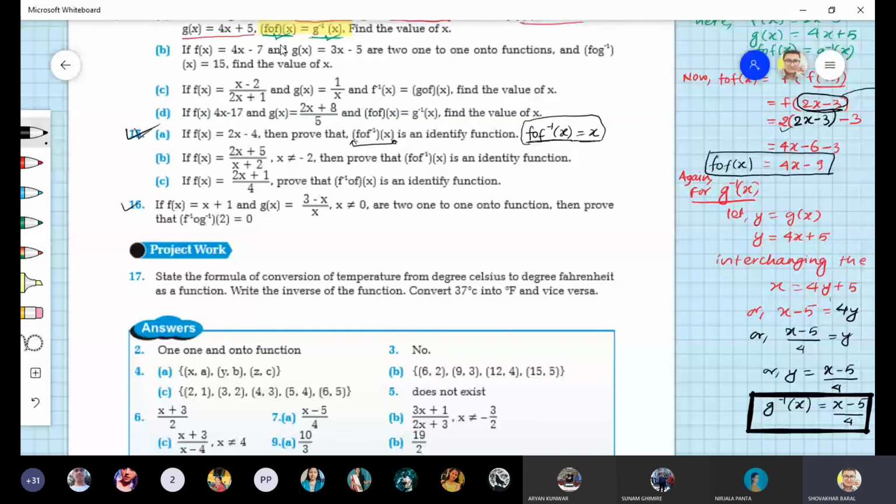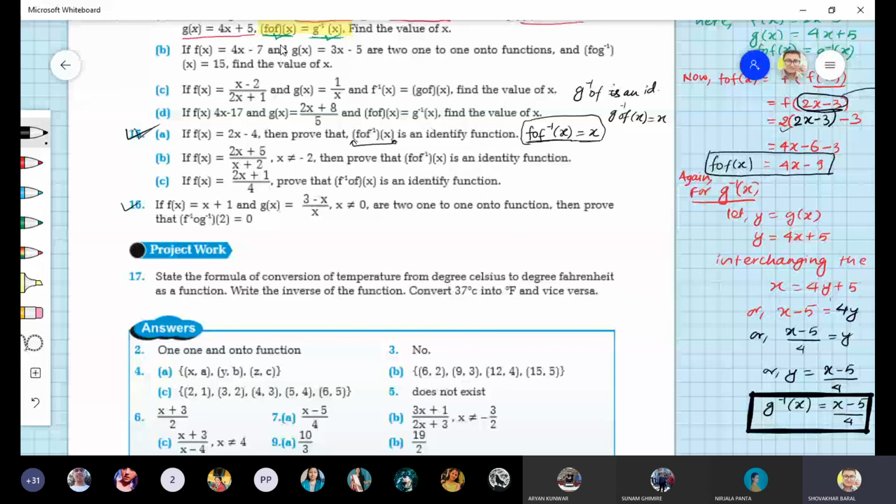Okay, suppose the question asks you to find so that g inverse composite f is an identity function. Then you need to show g inverse composite f of x equals x. Okay, to prove any function as an identity function, you need to show that the function of x equals x.